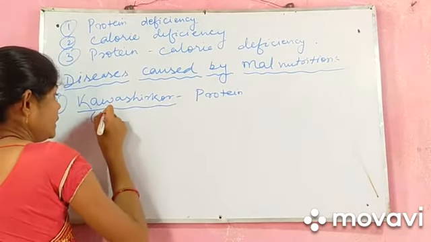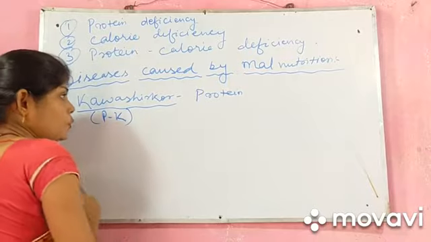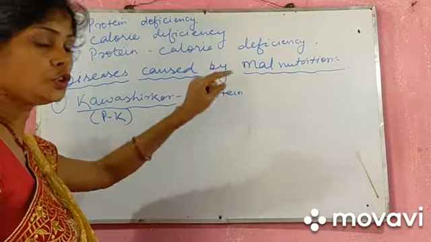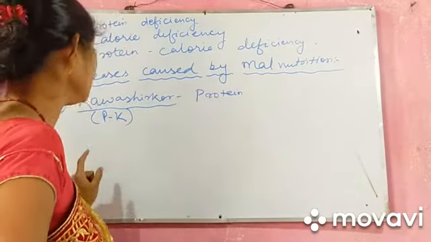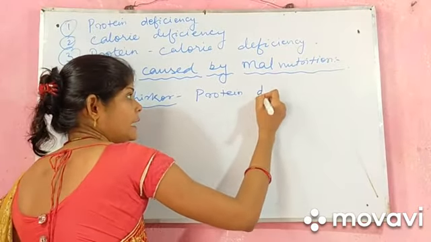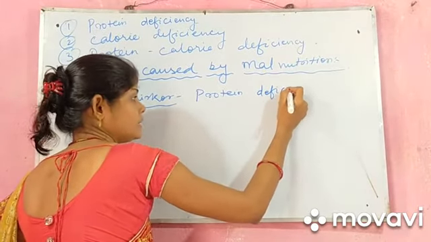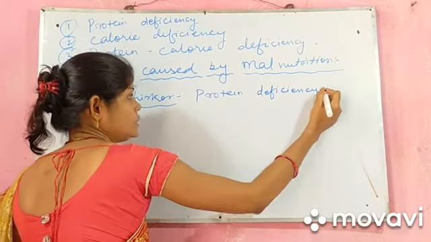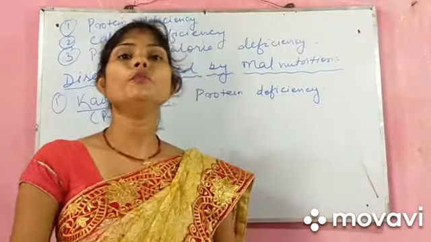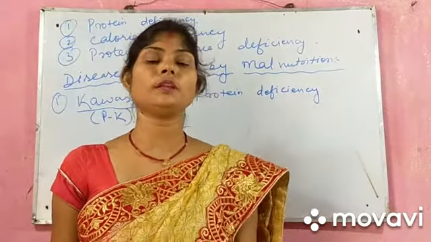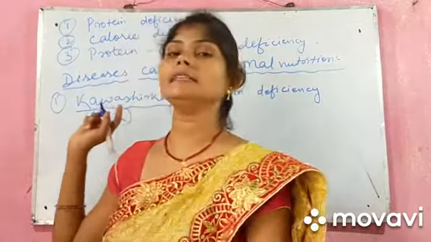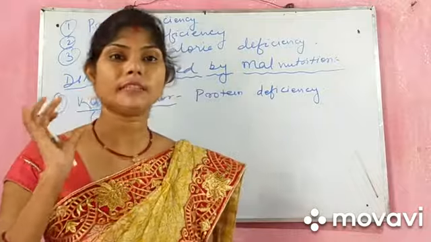So here I am giving you a trick, PK. PK is the name of a movie. You will learn it very properly. PK means a disease caused due to deficiency of protein. So kwashiorkor is caused by the deficiency of protein. If your teacher asks you to name a disease caused by the deficiency of protein, then just remember the word PK. PK means kwashiorkor.